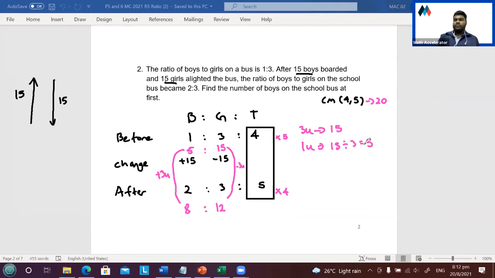So the question is asking, find the number of boys on the school bus at first. So before, I understand it's 1 to 3, but you shouldn't use 1 to 3. You should use the new calibrated ratio of 5 is to 15. So at first there were 5 units of boys. So 5 units, so 5 times 5 equals 25. Okay, don't use 8 units. 8 units is after. You must check that before.